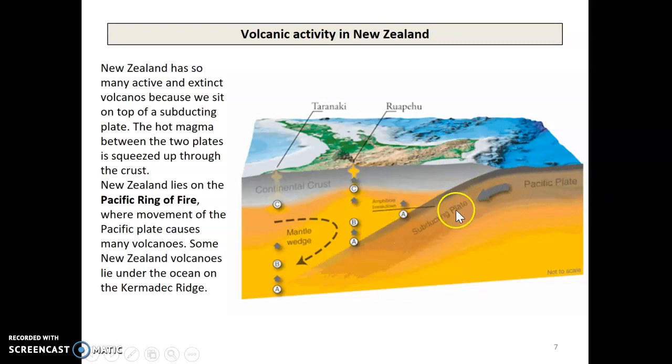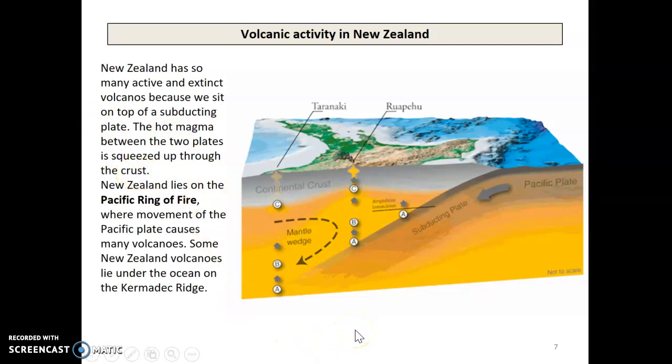And when this happens, all this rock that was previously making up the crust melts, because down here it's under a lot of pressure, and it's also very hot. So this rock melts, and then it can move up through the crust, through cracks in the mantle and in the crust, and when it reaches the surface and there is enough pressure, it will come out in a volcanic eruption and form a volcano. So the hot magma between the two plates is squeezed up through the crust.